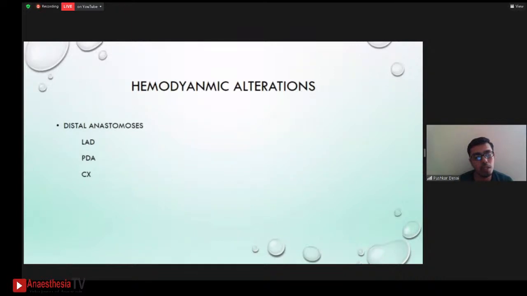Regarding the circumflex artery, the OM1 and OM2 grafting: OM1 is relatively easy as compared to OM2. The more lateral the branch, the greater is the twisting of the heart, and the lesser will be the preload. So hypotension ensues during that period.